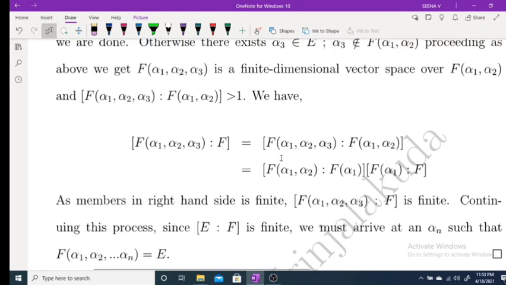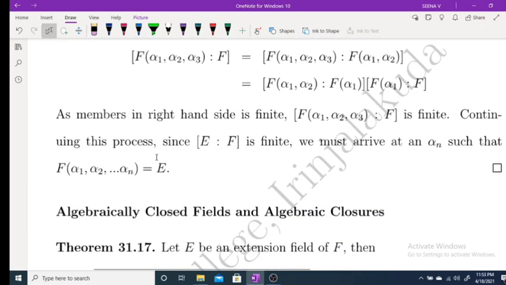And we know that the degrees on the right are finite, and finally we reach a point such that the degree of E over F is finite, and we arrive at an alpha_n such that F(alpha_1, alpha_2, ..., alpha_n) is equal to E.